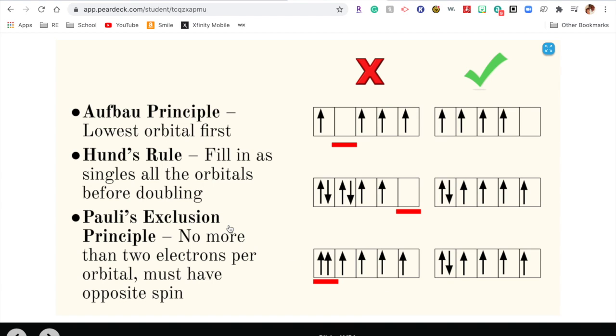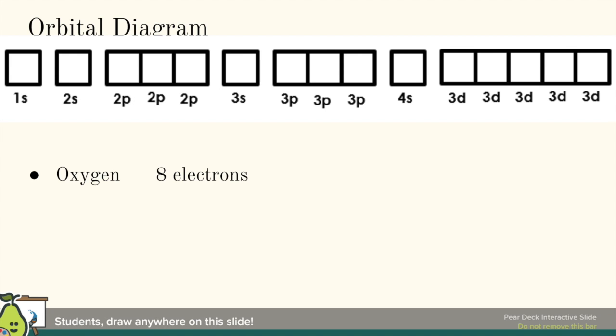And then last but not least, we have Pauli's exclusion principle. This is where it says no more than two electrons, and they must have opposite spins. So you can't have two arrows facing the same direction. One is going to have to go up and the other is going to have to go down, setting up our orbital diagrams and actually drawing them.